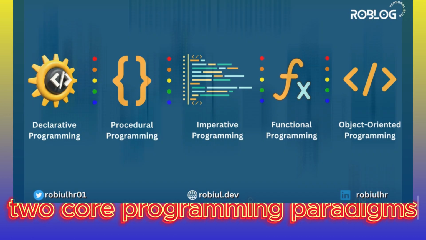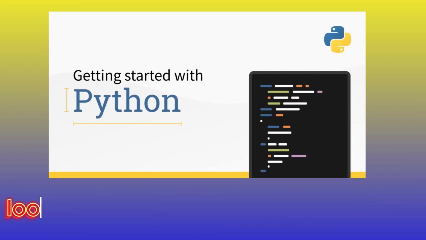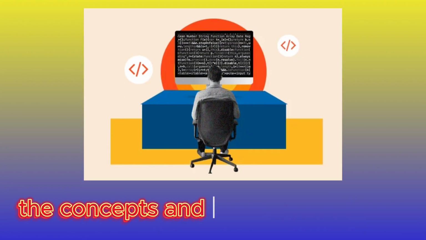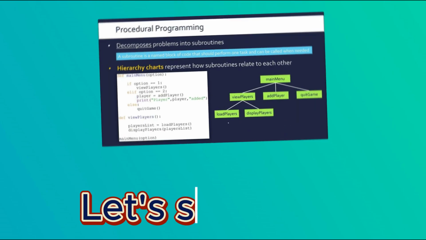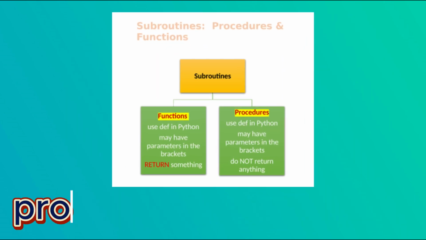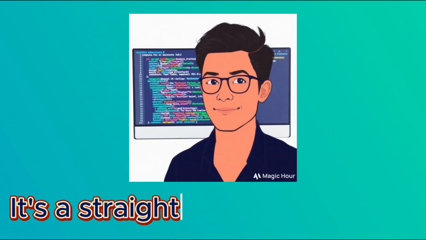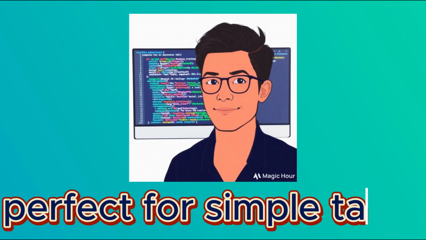Today, we're diving into two core programming paradigms, procedural programming and object-oriented programming. Whether you're just getting started with Python or looking to deepen your understanding, this tutorial will help you grasp the concepts and see them in action. Let's start with procedural programming. In this paradigm, we focus on writing procedures or functions that perform operations on data. It's a straightforward approach, perfect for simple tasks.